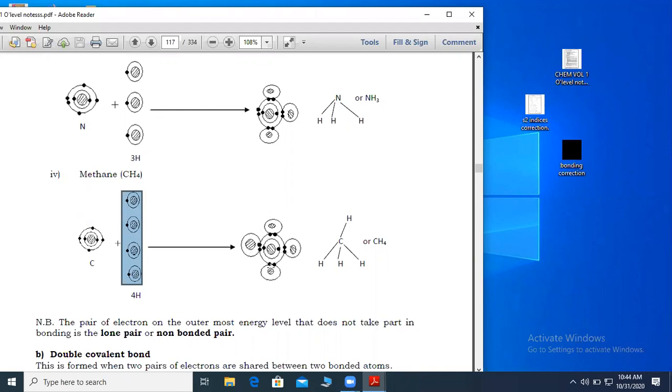So that's what we end up with. On each electron of carbon in the outermost shell, there will be a bond with hydrogen. And that's how our structure comes up like that.